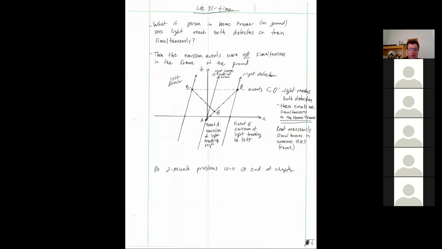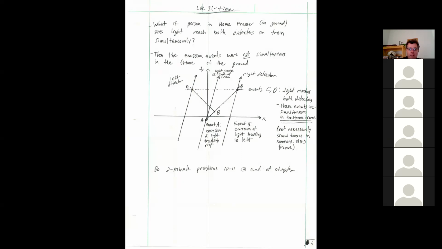Let's figure out when that light pulse must have left the center of the train. Now, oops, I marked the wrong points on here. This is what happens when you're doing your notes pre-prepared rather than writing on a board.